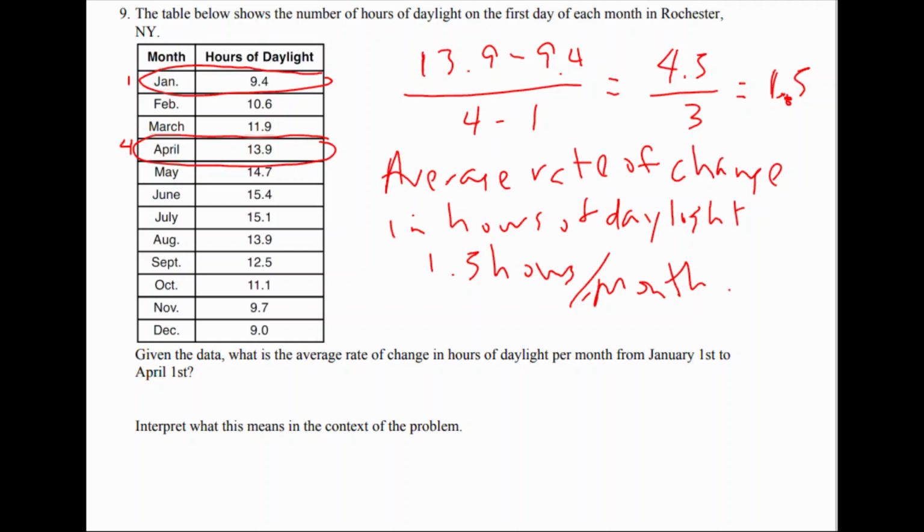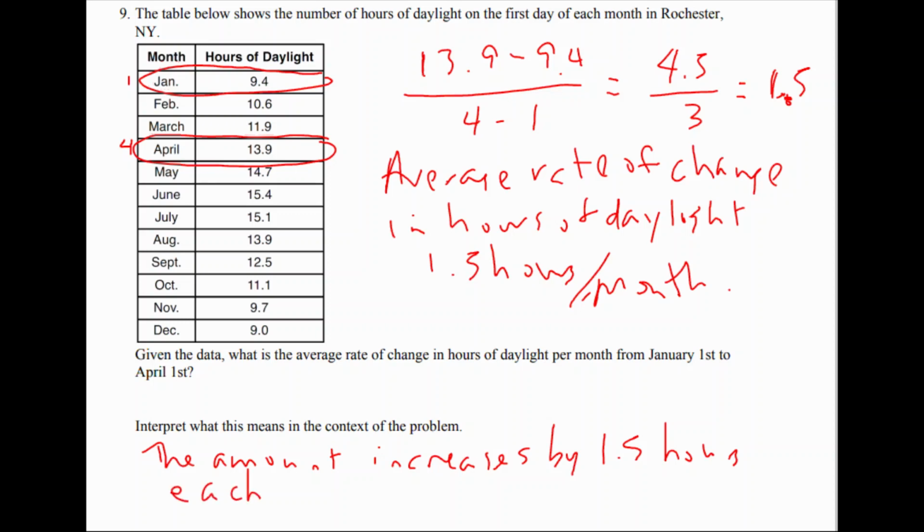But now what does this mean? It means, in this case, it's positive. It means the amount of daylight increases by 1.5 hours each month over those 4 months. So that's the idea, the average rate of change.